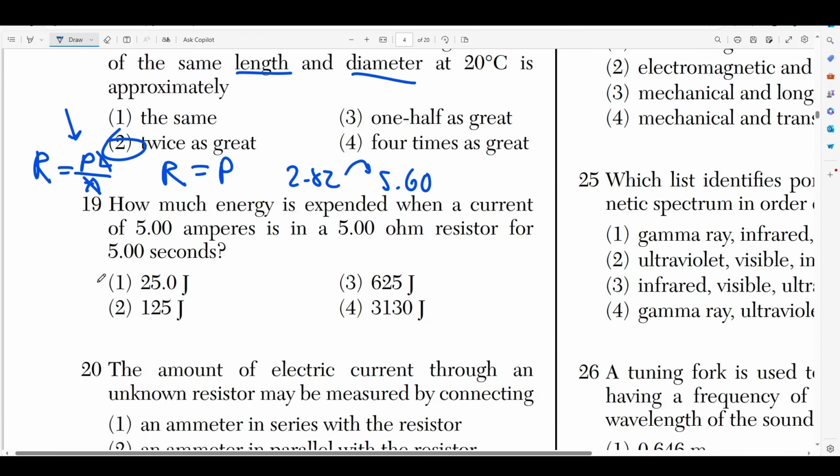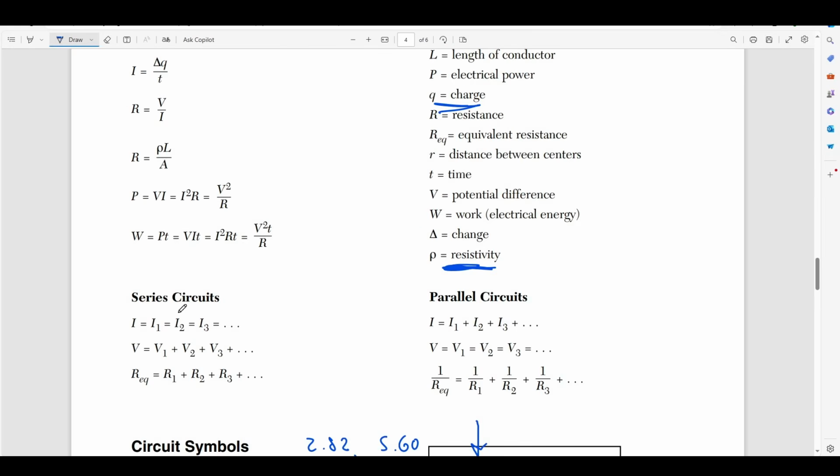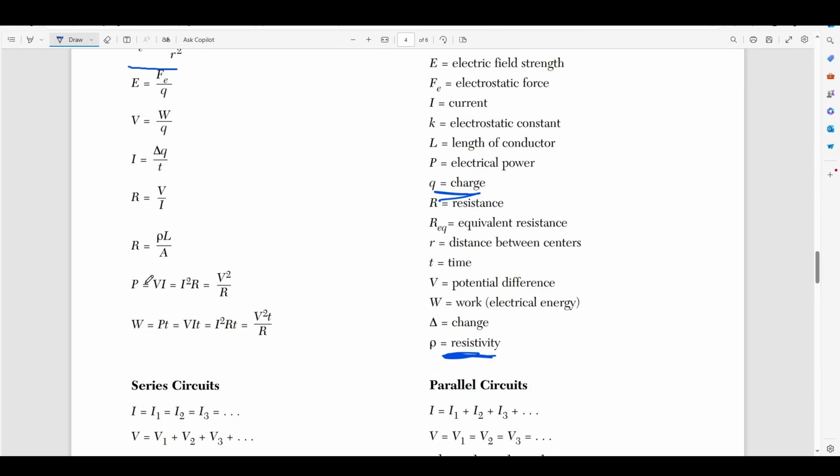Number 19 says, how much energy is expended when a current of 5 amperes is in a 5 ohm resistor for 5 seconds? So here I have current, which is represented by I. Then I have resistance, which is R. And here I have T. And I'm trying to find energy. So let's look at which formula here has I, R, and T.